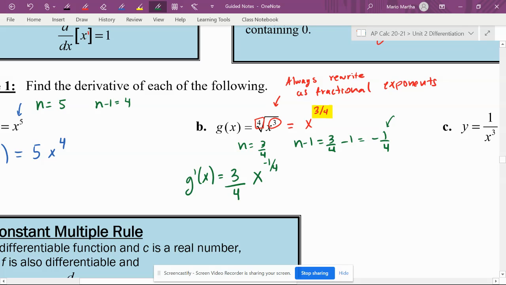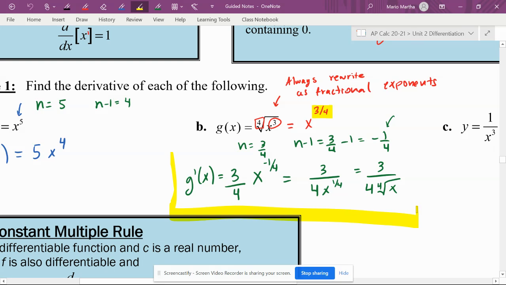Now remember, you might see it in a different form. With a negative exponent, for example 3/4 x to the negative 1/4, you might see it as 3 over 4 times the fourth root of x. So your answer might come in those different equivalent forms. Make sure you keep an eye on things when you're rewriting and simplifying. Most of the time, you're going to see positive exponents.